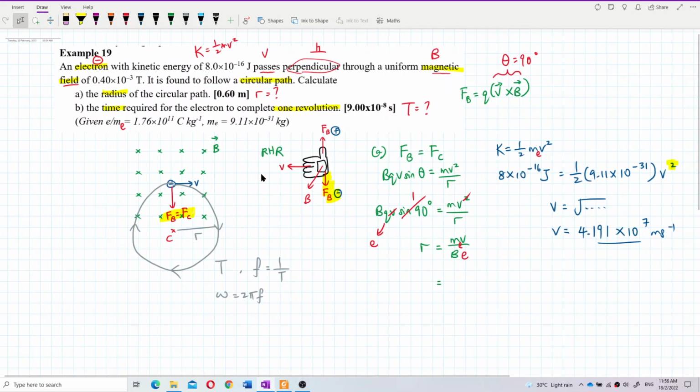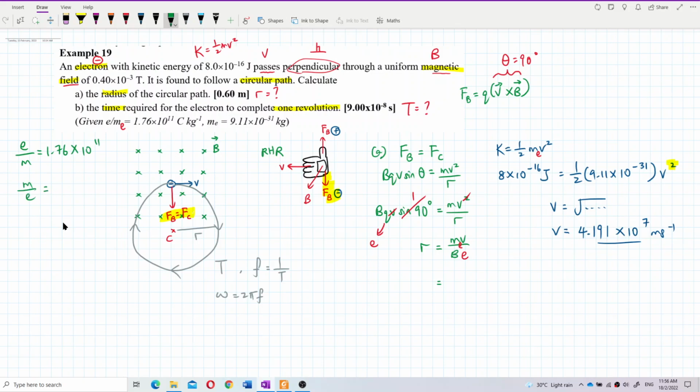I can say that this is electron over mass. Electron per mass is 1.76 exponent 11, right? If I invert it, it becomes mass over electron. That means this one also inverts, so it becomes 1 over 1.76 exponent 11. Okay, isn't it?